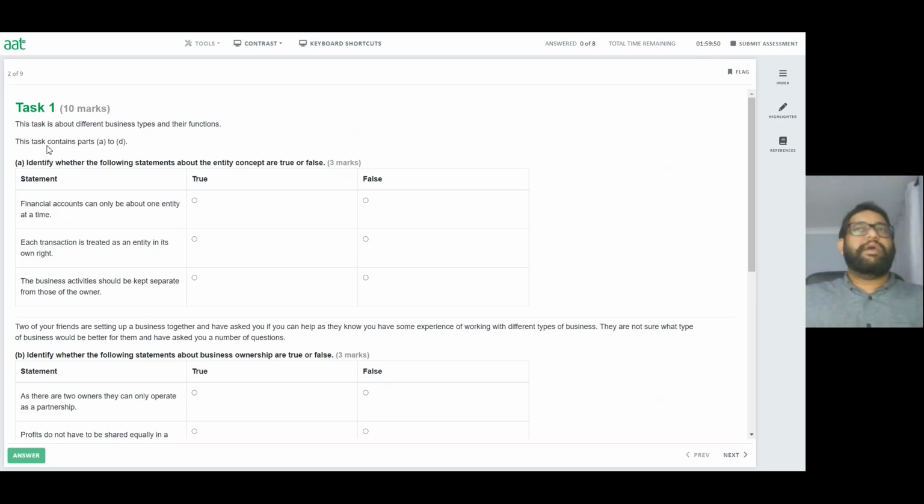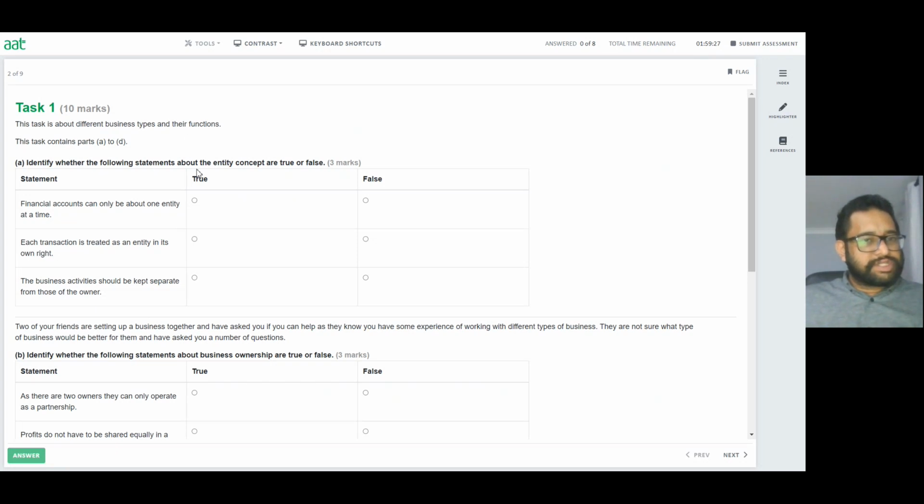First one they have here is, this task is about different business types and their functions. So it's mostly theoretical based, this unit. And then there are certain things where you may have to use a slight bit of calculation, but mostly it's theoretical and the practical sense of it, how to organize your workload, how you respond to certain ethical queries. So let's have a look at this here.